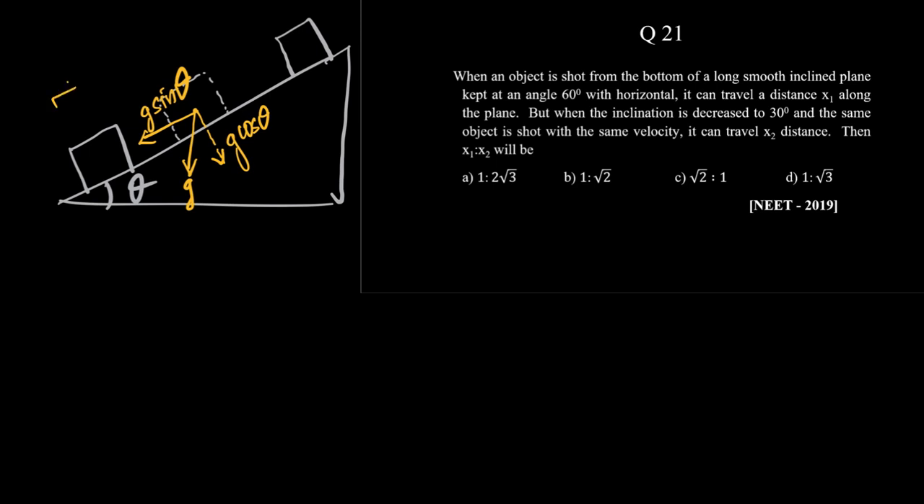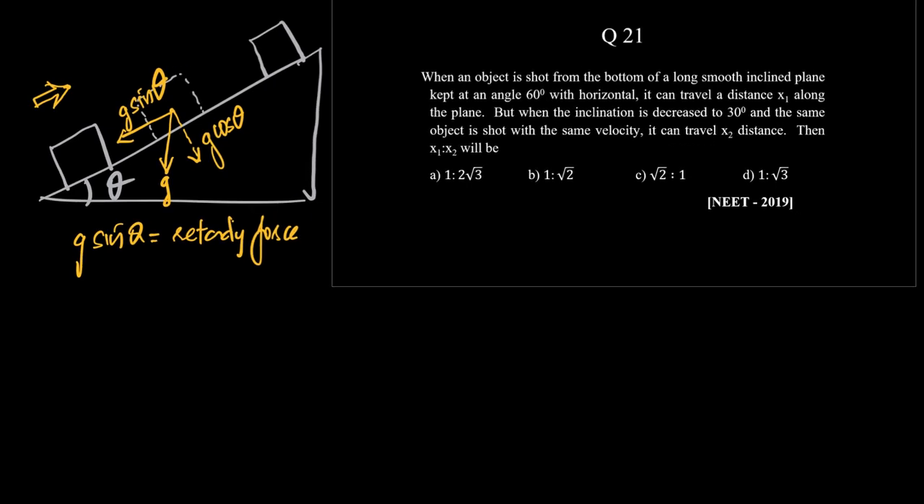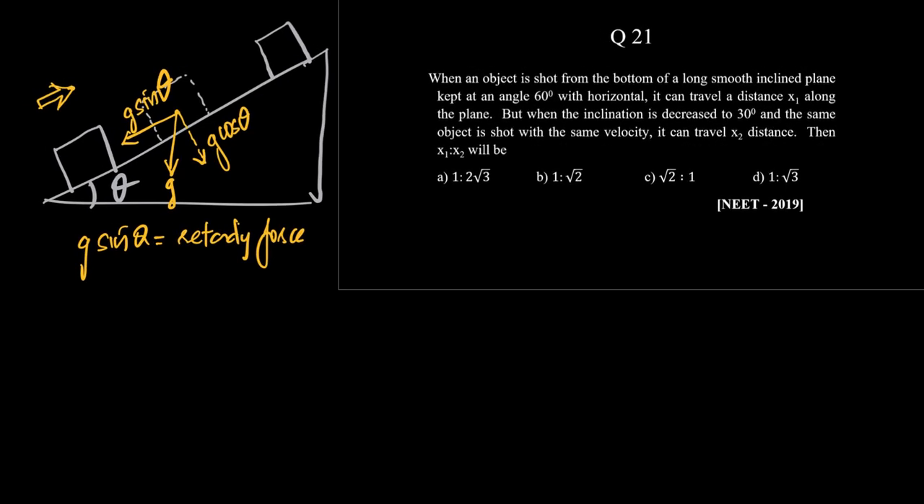So when the direction of motion is against the slope, against the gradient, the component g sin theta acts as a retarding force. Now we've been asked to find out x1 and x2. See, when an object is projected like this, it goes in a straight line, right? It goes in a straight line.